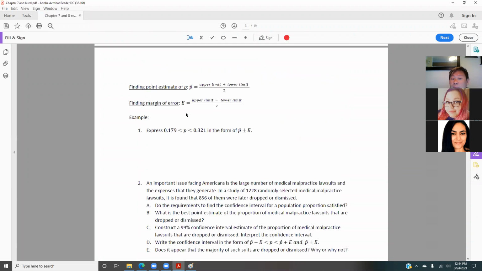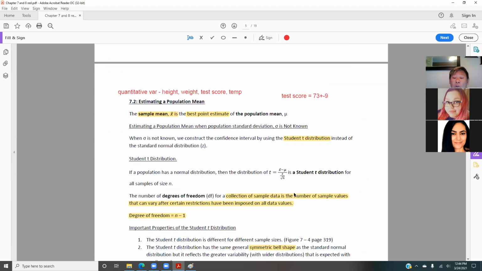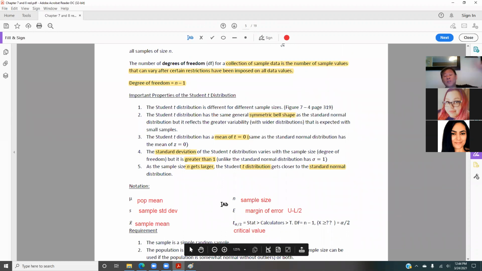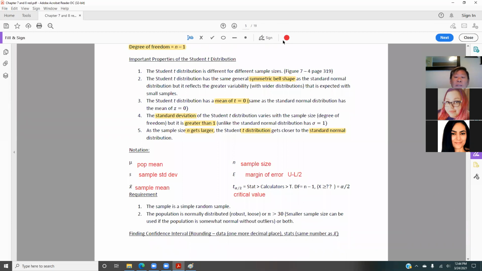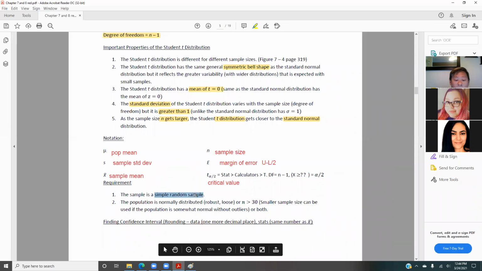Upper minus lower, divided by 2. Yep, so this one is the same thing. When you use your StatCrunch, they always give you the upper and lower. So in order to find the margin of error, you take the upper minus the lower, divided by 2. The same steps as how you find your margin of error in 7.1. Okay, so the requirements: it has to be a simple random sample. A simple random sample is always the first requirement, no matter whether it is proportion or mean. The second one is that it is normally distributed or n is greater than 30.